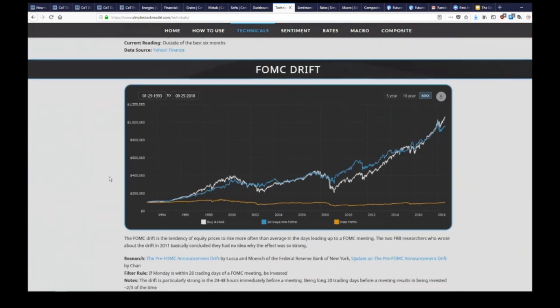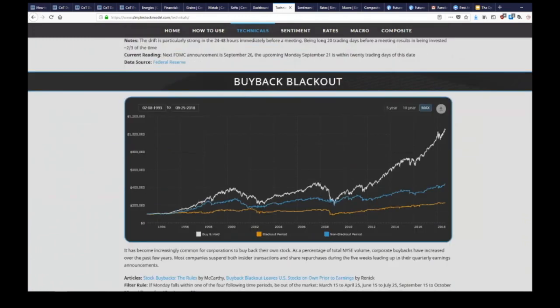With the FOMC on Wednesday, we're still in the historically positive FOMC drift period, which is the 20 trading days before an FOMC announcement. It's very strange, but that period has matched buy and hold by being in the market only 80% of the time. We got buyback blackout, which has changed. Companies don't necessarily have to suspend share purchases in the 5 weeks pre-earnings, but some do.